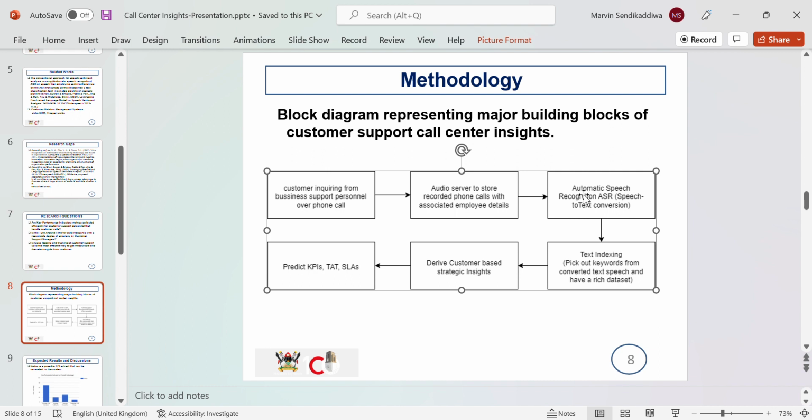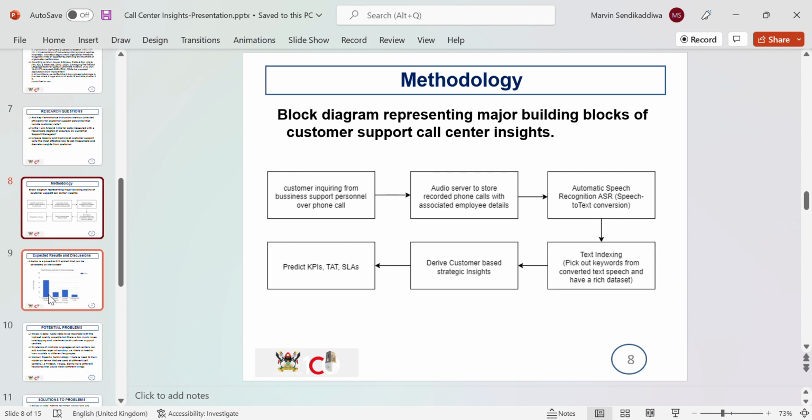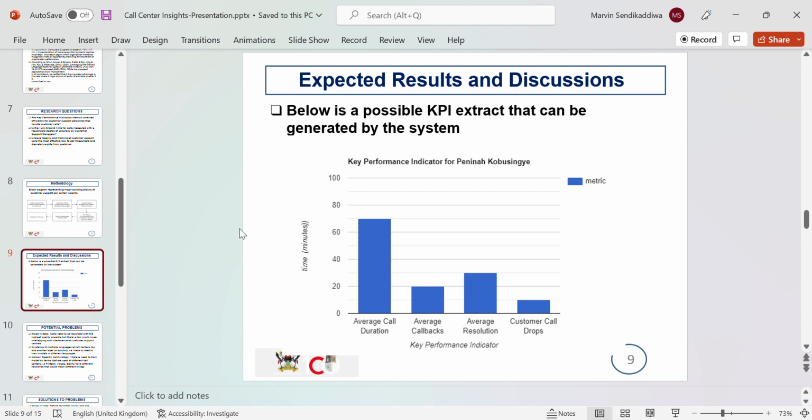So this involves translating speech into text, which can further be aggregated to get measurable insights from that data. Then we'll index the text and derive customer-based strategies, and then we can predict the key performance indicators, or the turnaround time, and the SLAs.